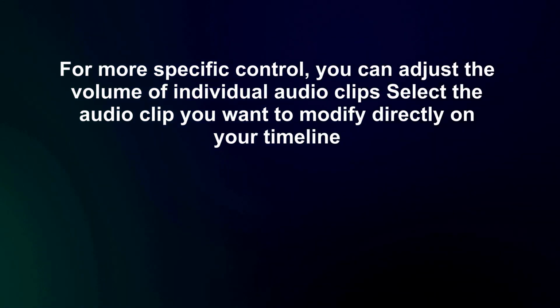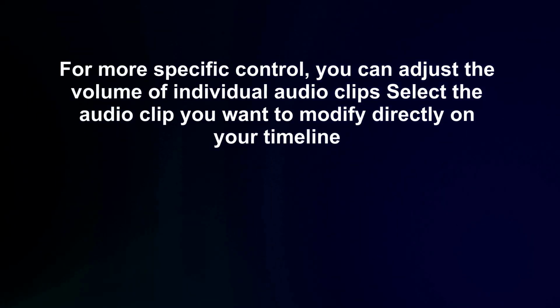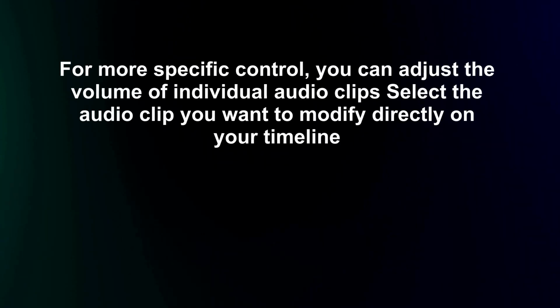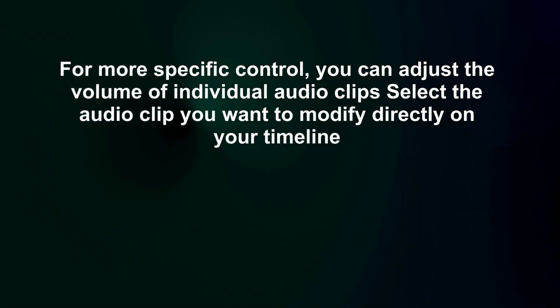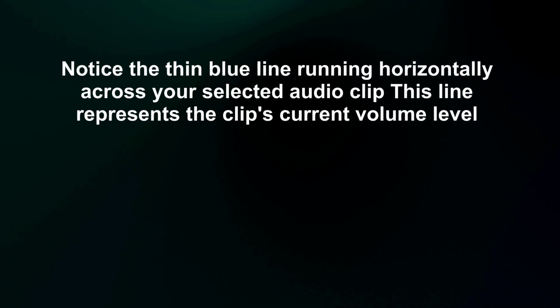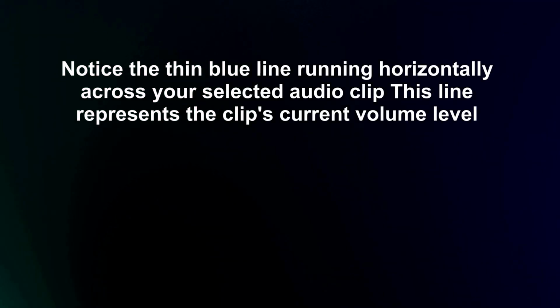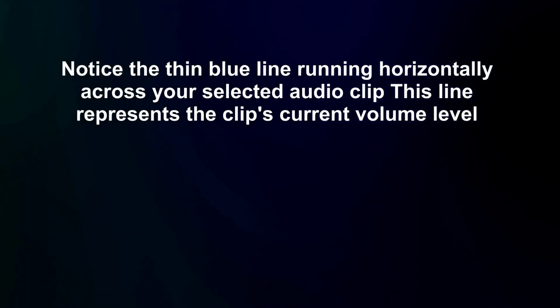For more specific control, you can adjust the volume of individual audio clips. Select the audio clip you want to modify directly on your timeline. Notice the thin blue line running horizontally across your selected audio clip. This line represents the clip's current volume level.